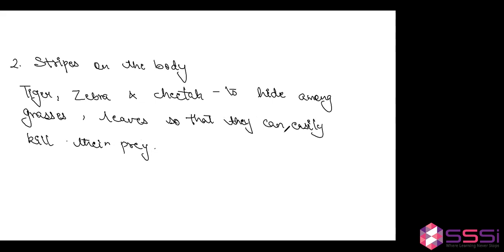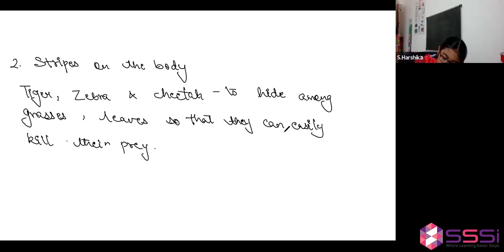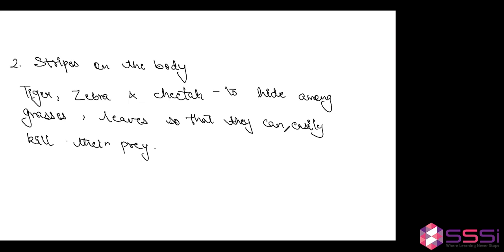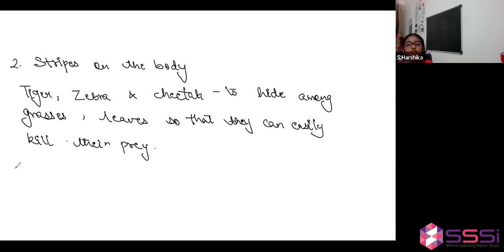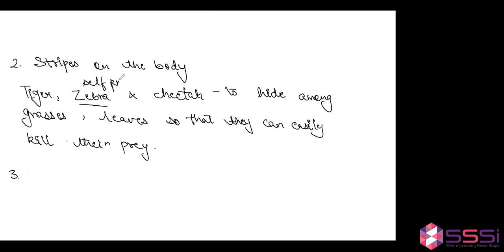Okay, so they hide themselves so that they can easily kill the prey. So it helps them to catch the prey and for self-protection. Yes, ma'am, for the zebra it helps for self-protection, and for tiger and cheetah it is for catching prey.